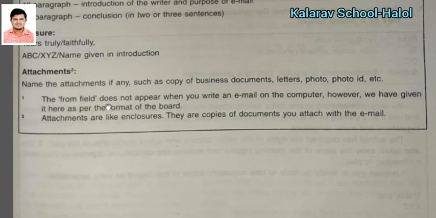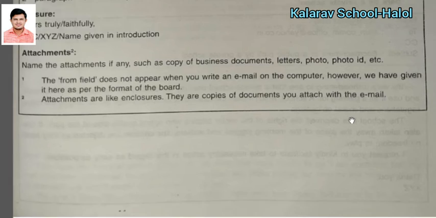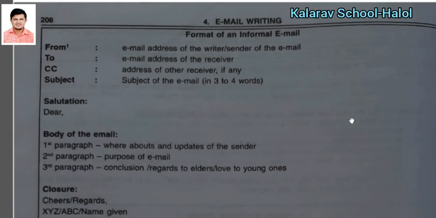The form field does not appear when you write an email on the computer. Okay, remember it. However, we have given it here as per the format of the board. As per the format of the board, we have to give that information. Attachments are like enclosures, they are copies of the documents attached with the email. So this is about the format of formal email writing.